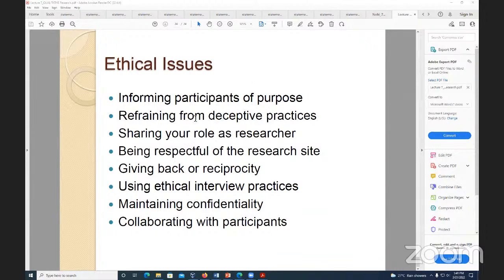So you should always share your role as a researcher. You should be respectful of where you are. If possible, you give back either in kind or at least by being nice. If it's a research study that can actually benefit the participants or their family, it should be done. So for example, if it's a pharmaceutical company, which is not what you're going to do for a living, but if it was, and the medicine being researched could be used to help the people in the study, that should be part of the plan.